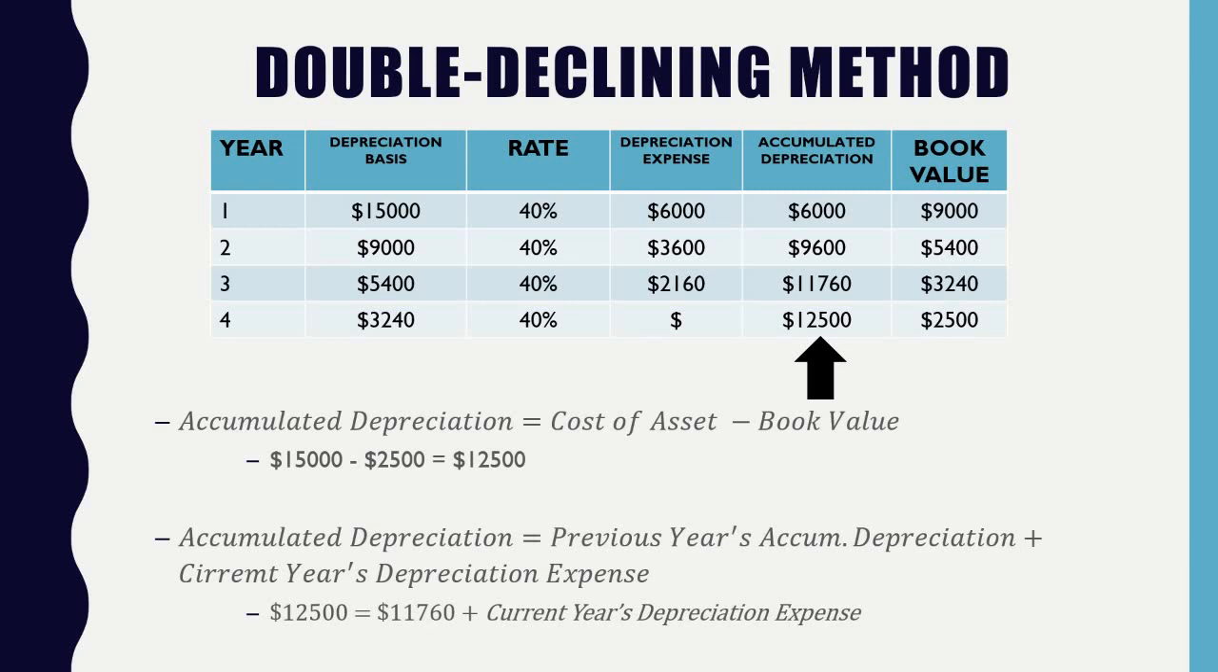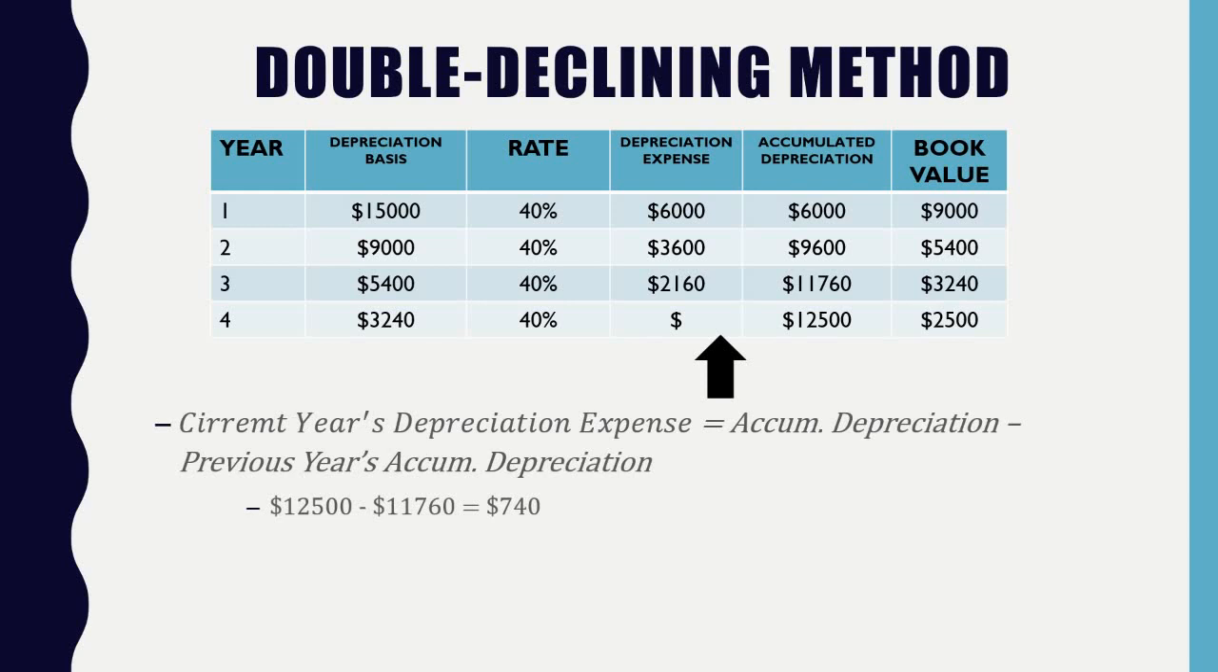So in this case, pretty straightforward. You're going to take your accumulated depreciation for the current year and subtract your previous year. You take your 12,500, subtract 11,760, and you get your current year's depreciation expense. In this case, my total number here is $740.